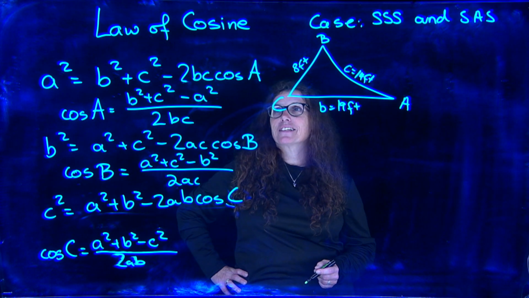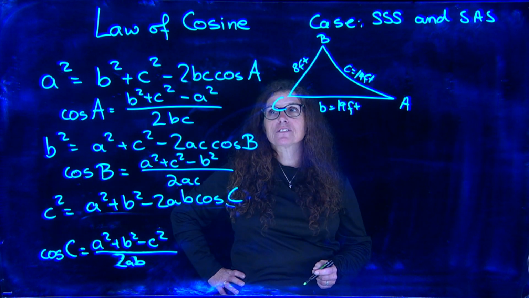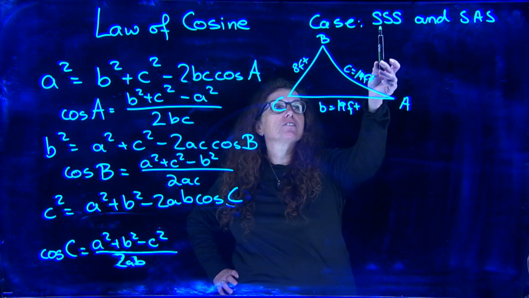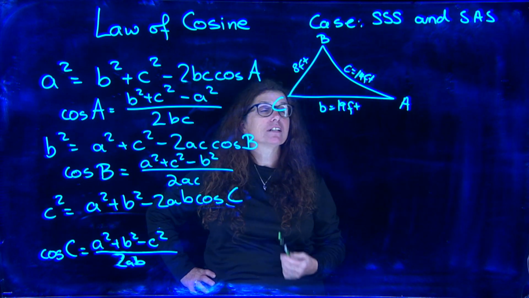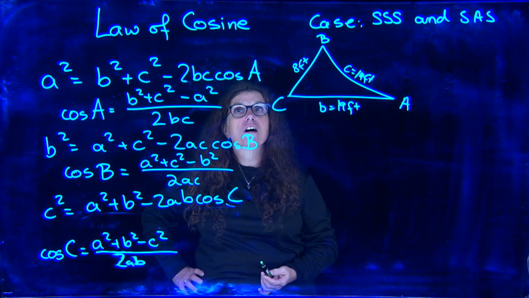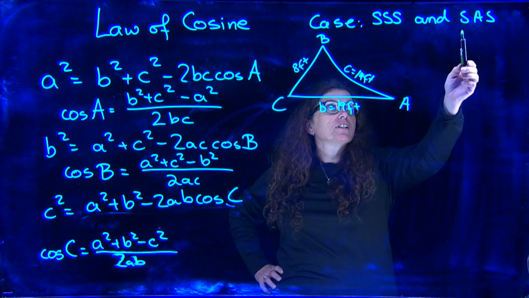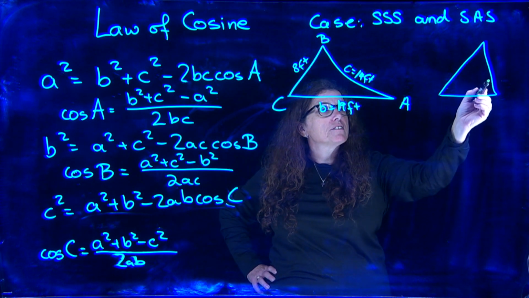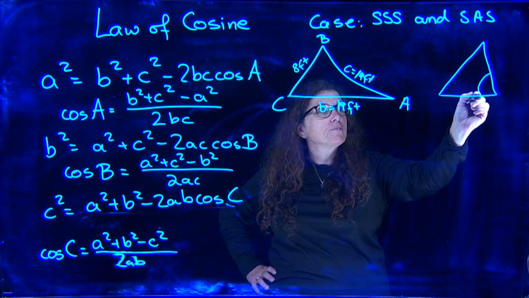Now let's take a look at the law of cosine. We're using the law of cosine for two cases. The first case, when all three sides are given, definitely use the law of cosine. And when you have two sides given and the angle that is in between the two sides.